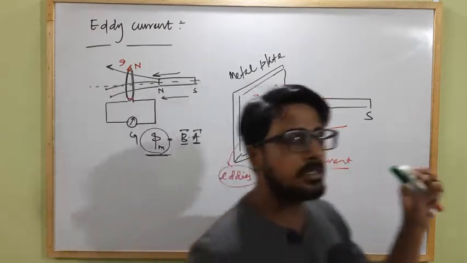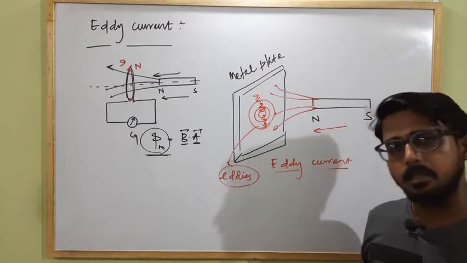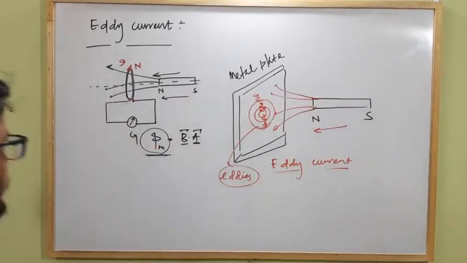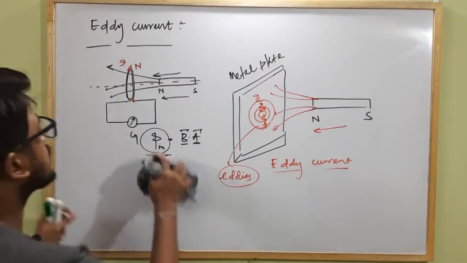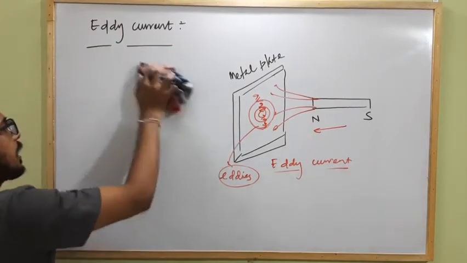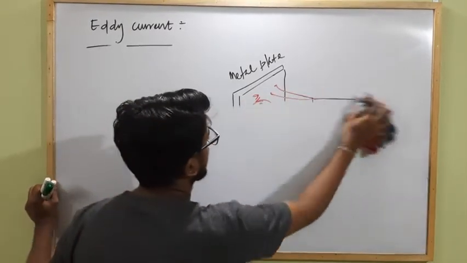Eddy current tries to oppose the change in magnetic flux linked with the metal surface. This is known as eddy current. Okay. So eddy current is the current induced in a metal surface which tries to oppose the change in magnetic flux linked with that metal. Clear?